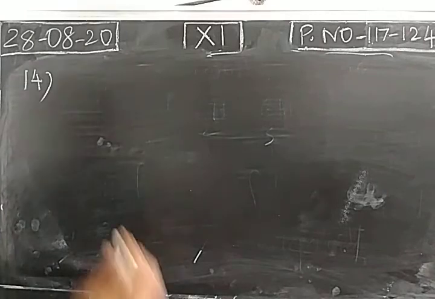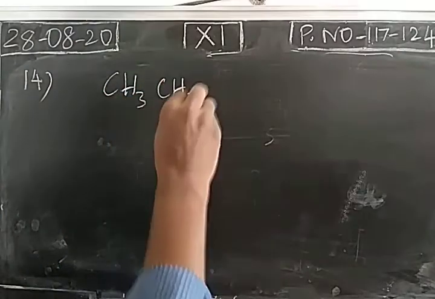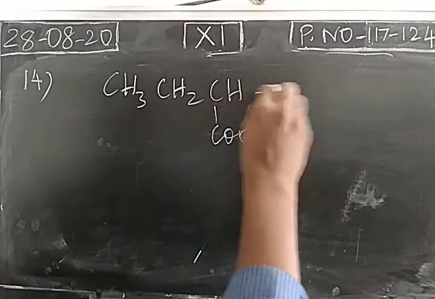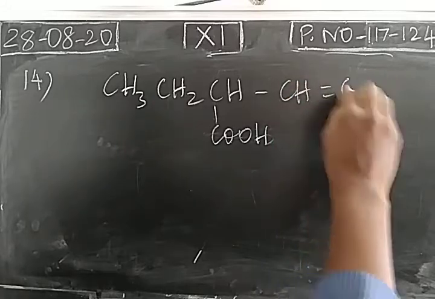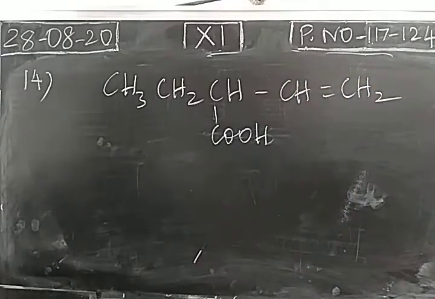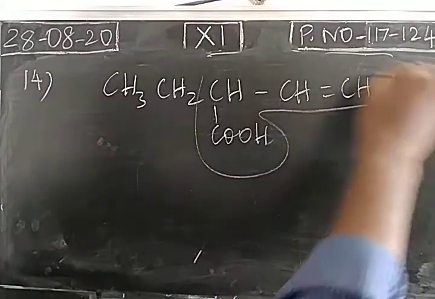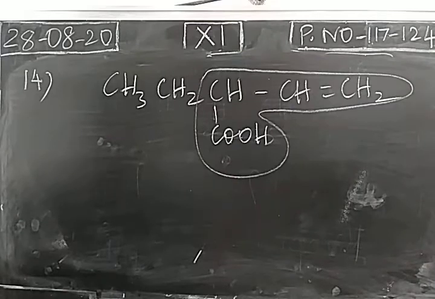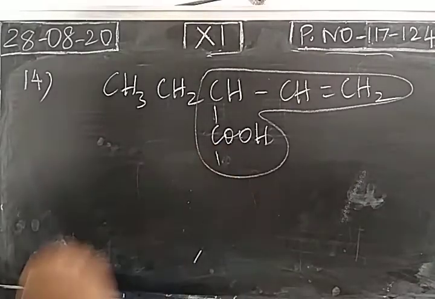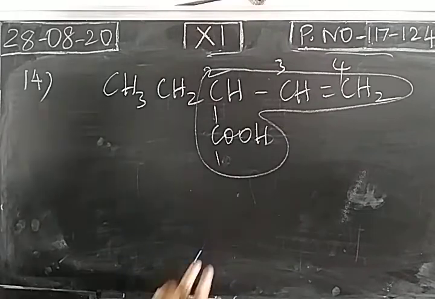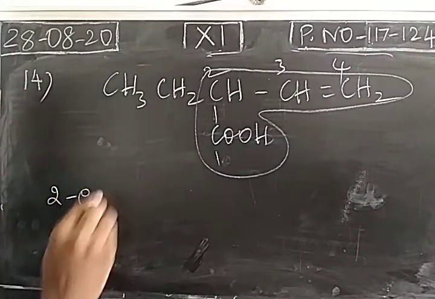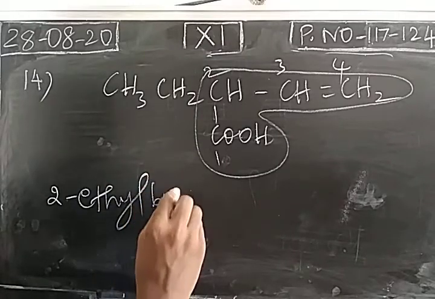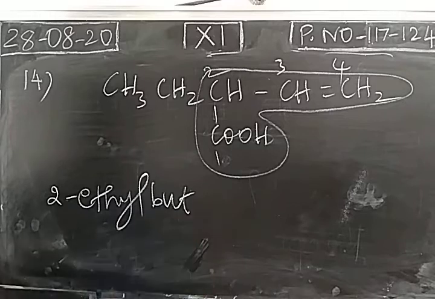Next compound. Okay, how can we select the longest chain? This will be the longest chain containing the functional group carboxylic acid. So how will you give numbers? We start from this carbon. So the prefix is ethyl. At the second position we have the substituent ethyl, and 4 carbon atoms present in the longest chain, root word but.